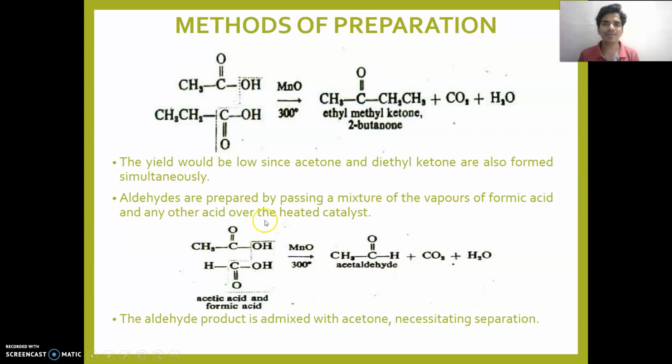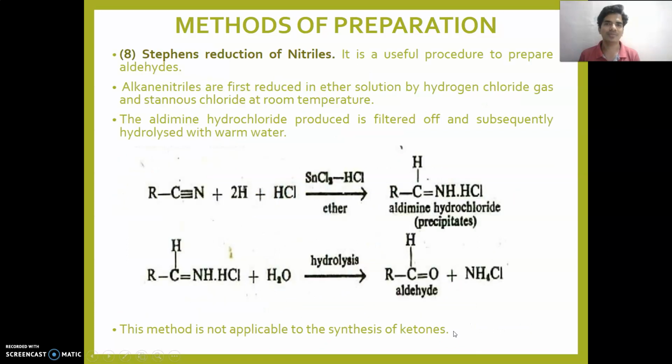Aldehydes are prepared by passing the mixture of the vapors of formic acid and any other acid over a heated catalyst. So here is heating of this catalyst, manganese oxide, with acetic acid and formic acid, and it will give acetaldehyde and remaining byproduct. So the aldehyde product is mixed with the acetone and acetylene. We can separate it out.